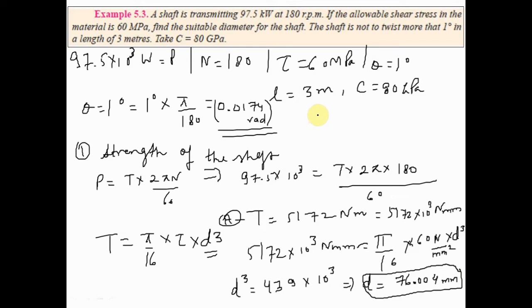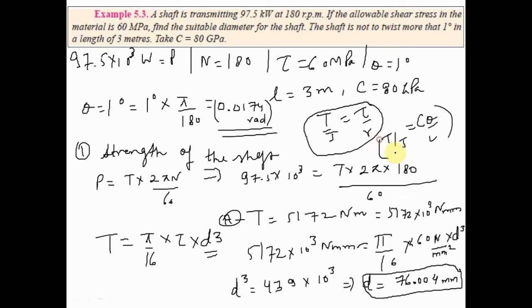So this is based on strength of the shaft. This you can keep as a value of diameter. So one value of diameter you got, 76 mm, based on strength of the shaft, which you took from the equation T by J equal to tau by R. From this equation basically you calculated the diameter of the shaft. Now in the second part we will be doing it based on the stiffness of the shaft. So we will be using the equation T by J equal to C theta by L. From this we will be calculating diameter, and then we have to take the maximum diameter out of the two. I hope it makes sense, right?